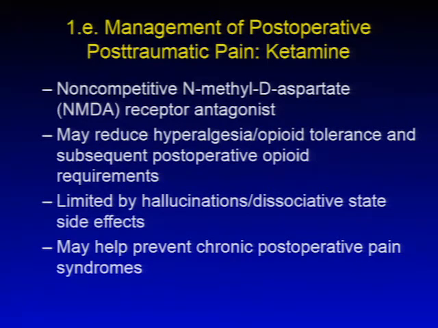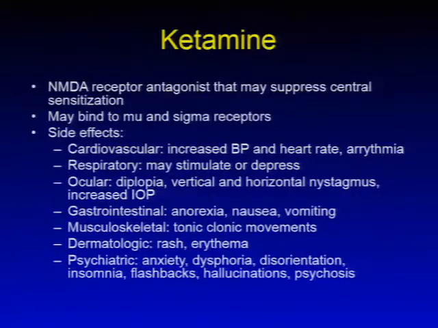Another medication that can be used for postoperative pain, particularly in the opioid-tolerant patient, is ketamine. Ketamine is defined as a non-competitive N-methyl D-aspartate receptor antagonist. It is often associated with hallucinations and dissociative states, and it may help prevent chronic postoperative pain syndromes. Ketamine binds to mu and sigma receptors that are thought to suppress central sensitization. Side effects are multifactorial, including increased blood pressure, heart rate, arrhythmias, diplopia, nystagmus, increased intraocular pressure, tonic-clonic movements, and psychiatric side effects such as hallucinations, psychosis, anxiety, and dysphoria.